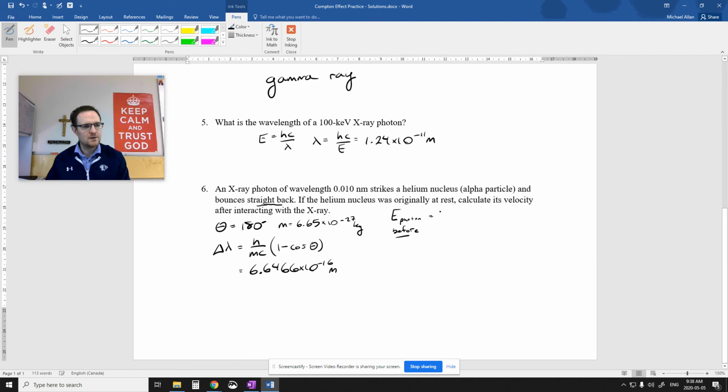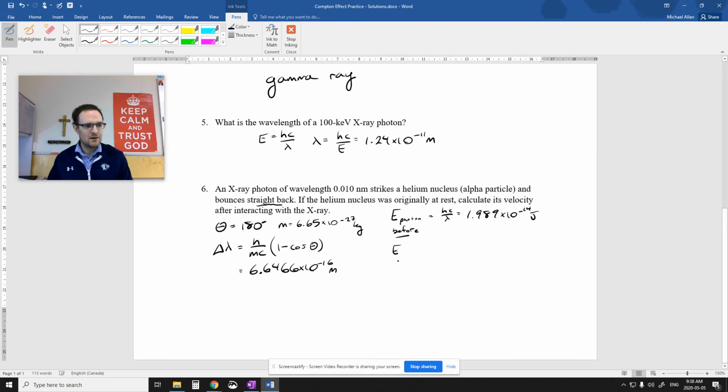Okay, I'm going to do hc over lambda. I'm going to use joules because eventually I want to do this calculation for velocity, so I'm going to want this in joules to do that. So I'm going to go 6.63 times the speed of light divided by the wavelength in regular meters. So I'm going to just change that there. So I'm going to get 1.989 times 10 to the negative 14 joules.